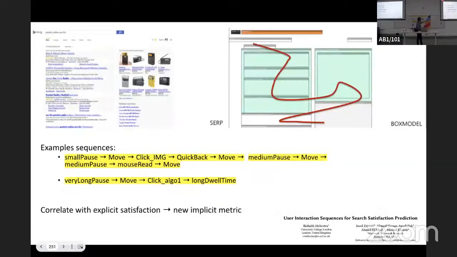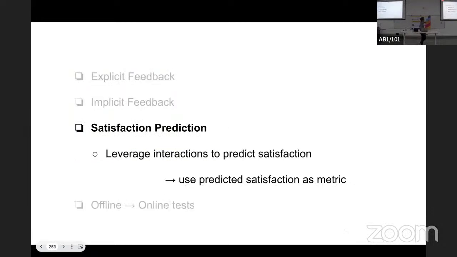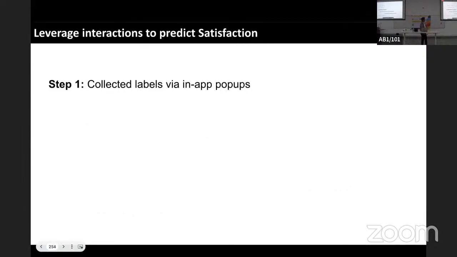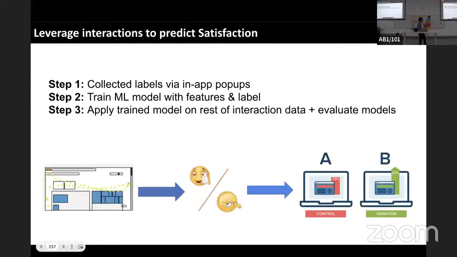So again, a bunch of implicit signal with a large amount of logging. Satisfaction prediction, I think we've talked about that, and then the intent problem. Hey, I want to predict satisfaction, tell me what the user was doing, and I'm going to predict the intent. So again, I can collect some data using in-apps, I can train a model, and then apply the trained model in a different setting.